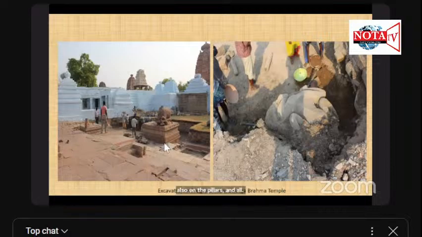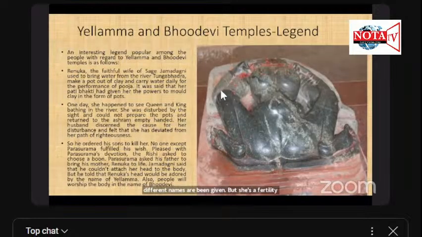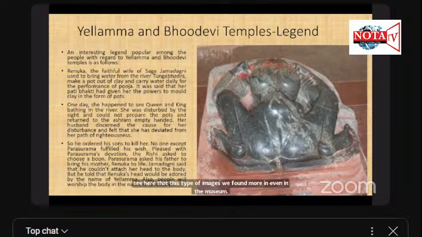And when we were going through the temple on our visit, we saw something being dug up over there. When we went closer, we saw this image. People call her Laja Gauri, or the squatting goddess, and different names are given, but she is a goddess of the fertility cult, we can say. We found this type of images even more in the museum near that temple complex.